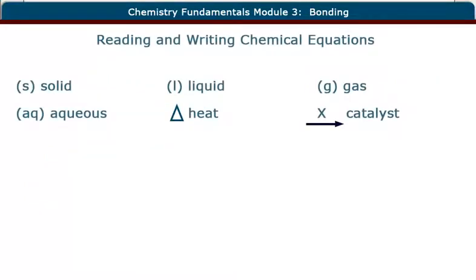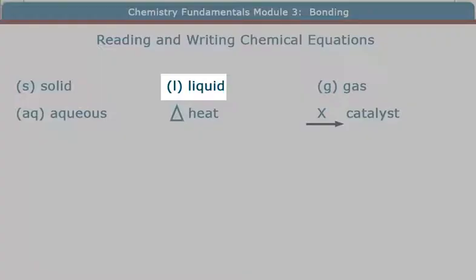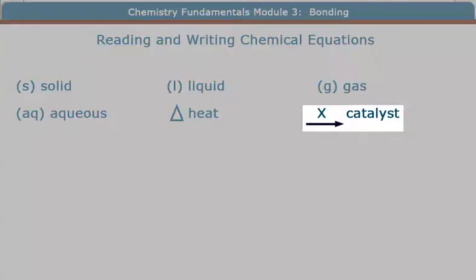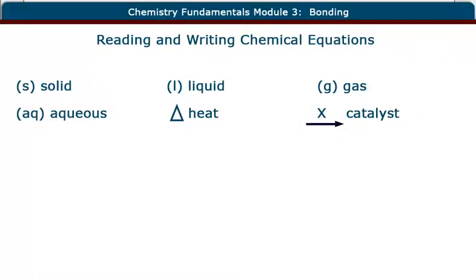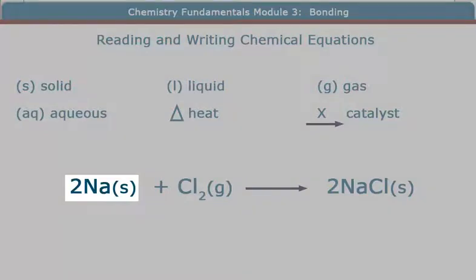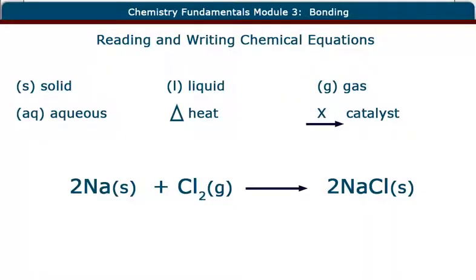Sometimes a chemical equation will display additional information such as the states of the elements, solid, liquid or gas, whether the reaction takes place in water, aqueous, the presence of heat, to be discussed later, and if a catalyst is added, also to be discussed later. Given this new information, the last equation for the formation of table salt could be more accurately described as 2 molecules of sodium in its solid form combines with 1 molecule of chlorine gas to form 2 molecules of sodium chloride in its solid form.